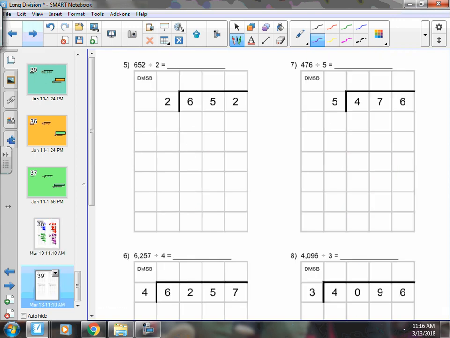On to the back. 652 divided by 2, groups of 2. How many groups of 2 fit into 6? I can do 3 groups of 2. Multiply 3 times 2 is 6. Subtract, bring down. How many groups of 2 can I make from 5? I can make 2 groups of 2. 2 times 2 is 4.